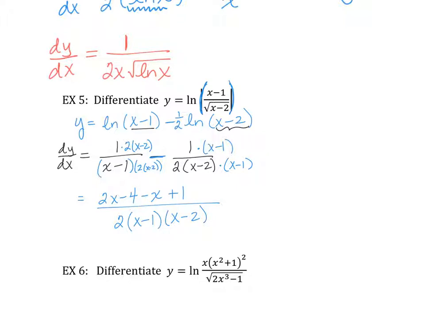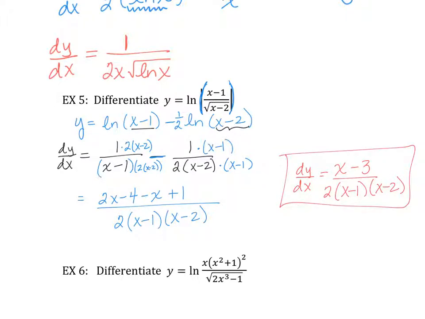And what do I finally end up with? I'll have dy over dx. If I cleaned all that up, 2x minus x is x. Negative 4 plus 1 is minus 3 over 2 times x minus 1, x minus 2. Much, much faster than doing it the other way. So log properties are your friend.